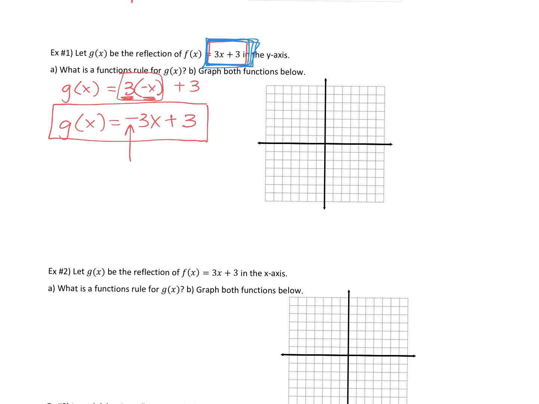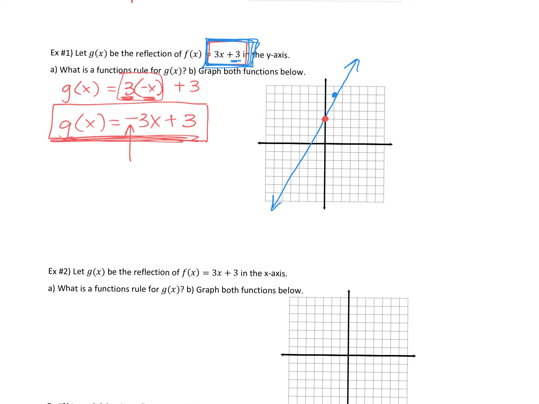So my original function, to graph that, I'm going to plot a 3. 1, 2, 3 is my y-intercept. And then I'm going to go up 3 over 1. So my initial line is this. That's the blue function. Now, the orangey red function, this guy here, my y-intercept is still 3, but now where do I move for that slope?